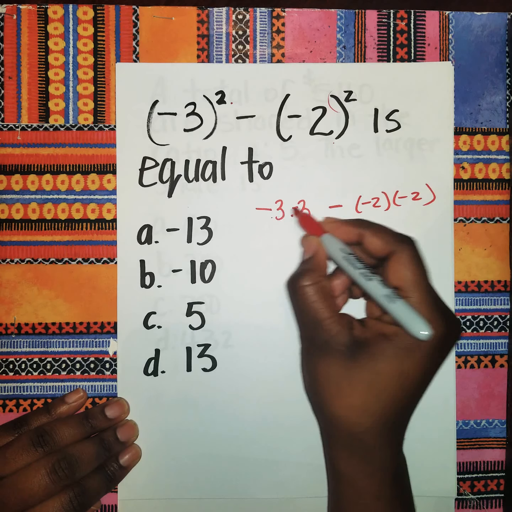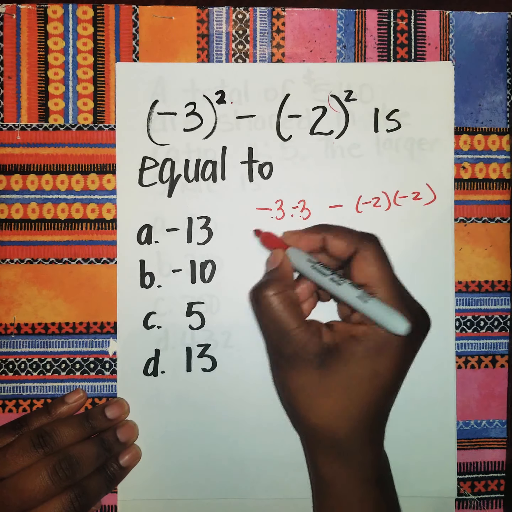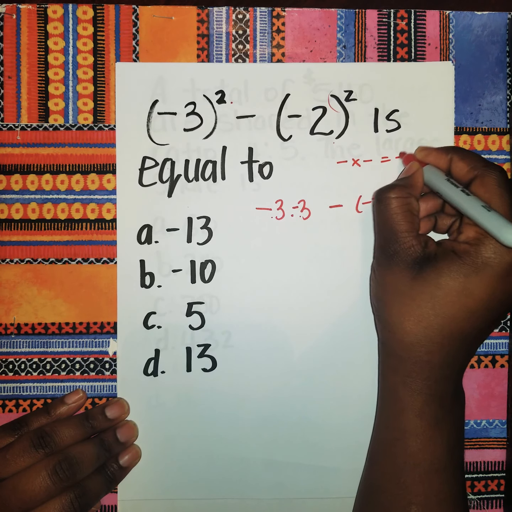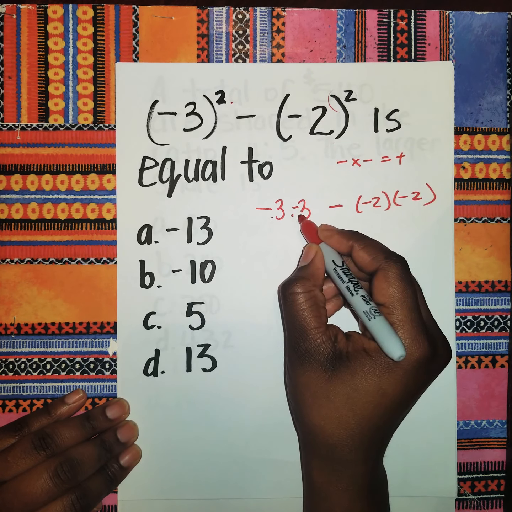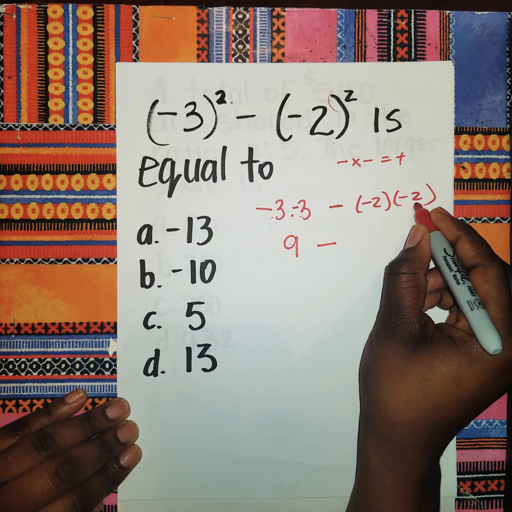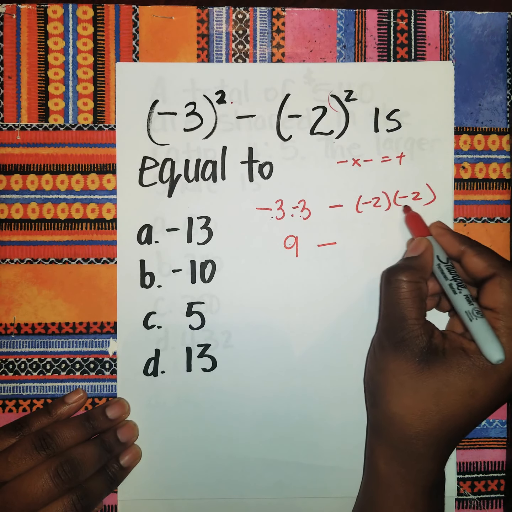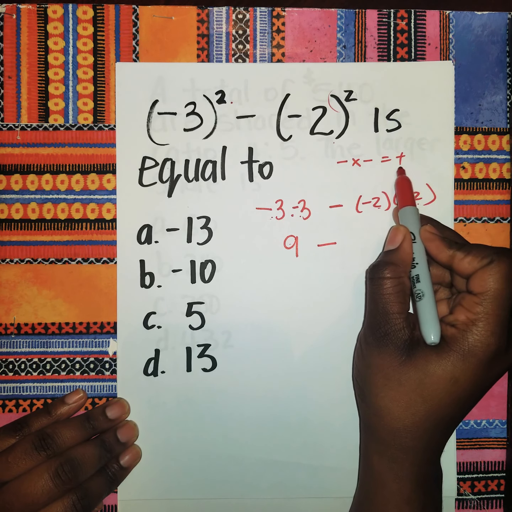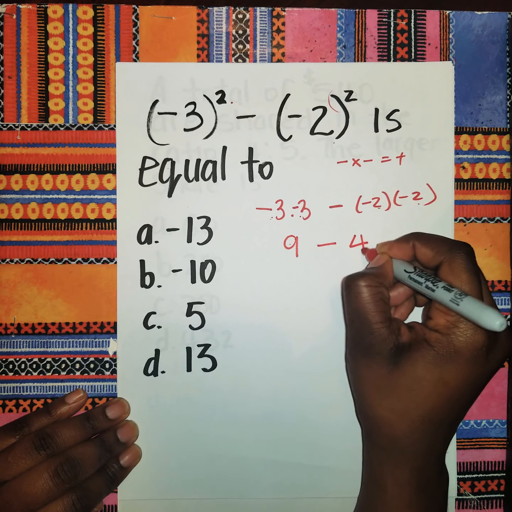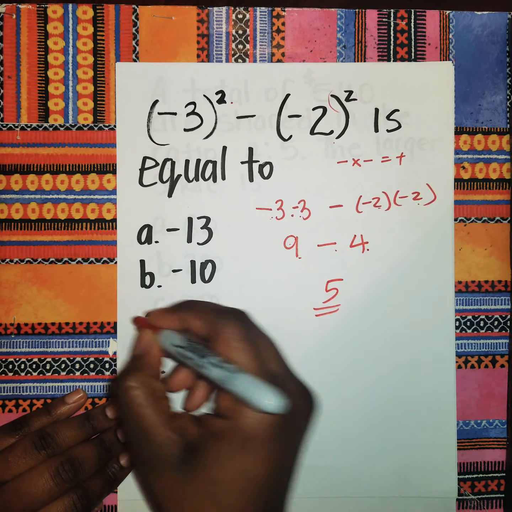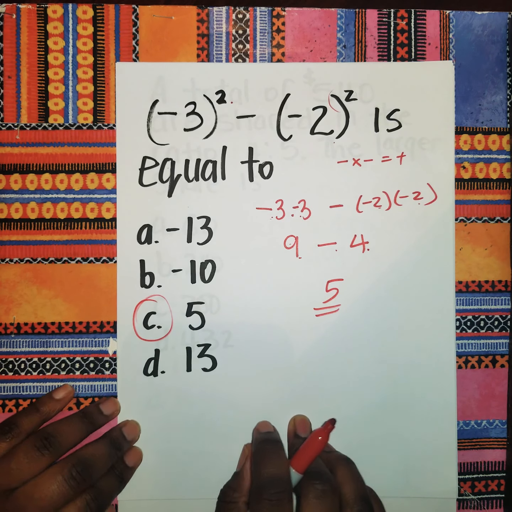So -3 times a -3, we know the rule of integer that says a negative times a negative is a positive answer. So it's a positive 9. Subtract -2, you're basically multiplying these two. So 2 times 2 is 4. The same rule up here applies, so it's going to be a positive 4. So 9 subtract 4 will give us 5. So the answer for this one is 5.